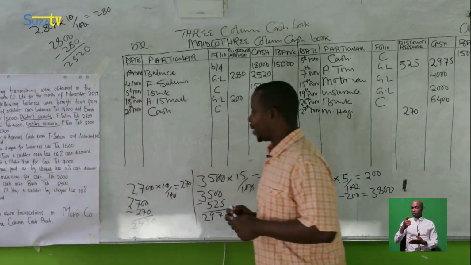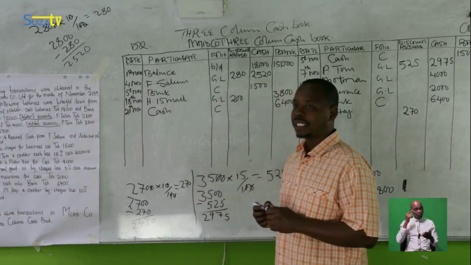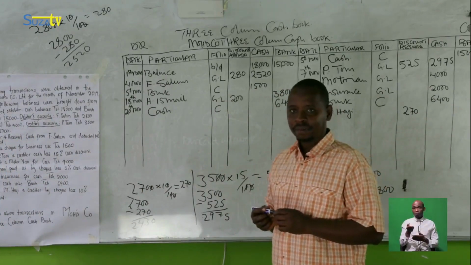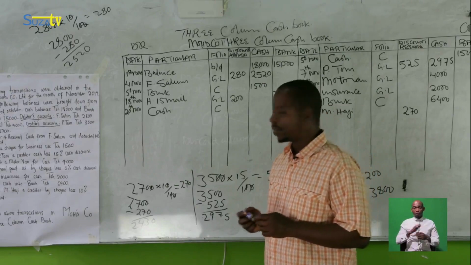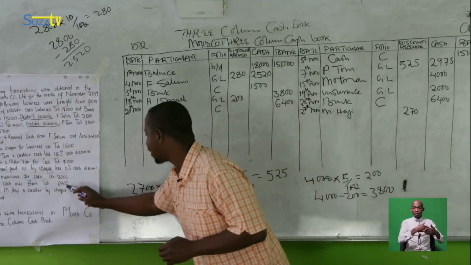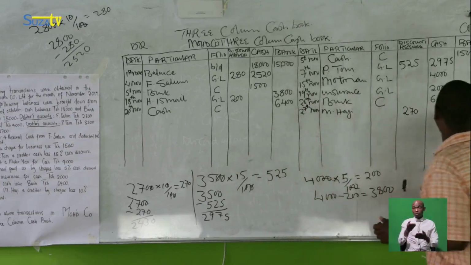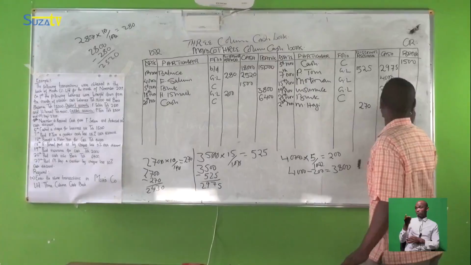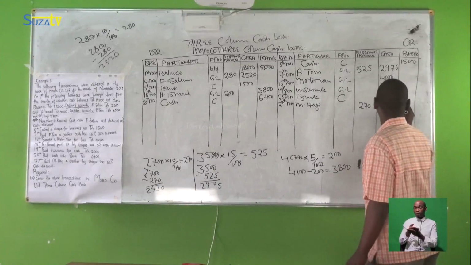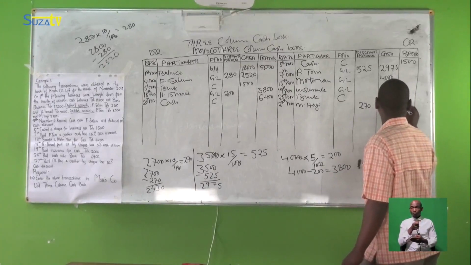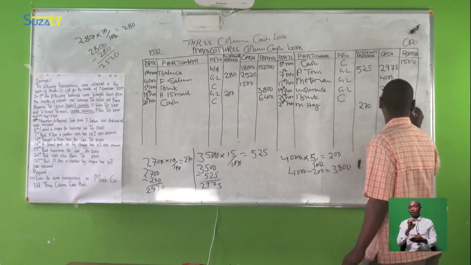Then, which means of payment did the business use? The means the business used is by check. Therefore, it should come in the bank column. Draw 2,430.